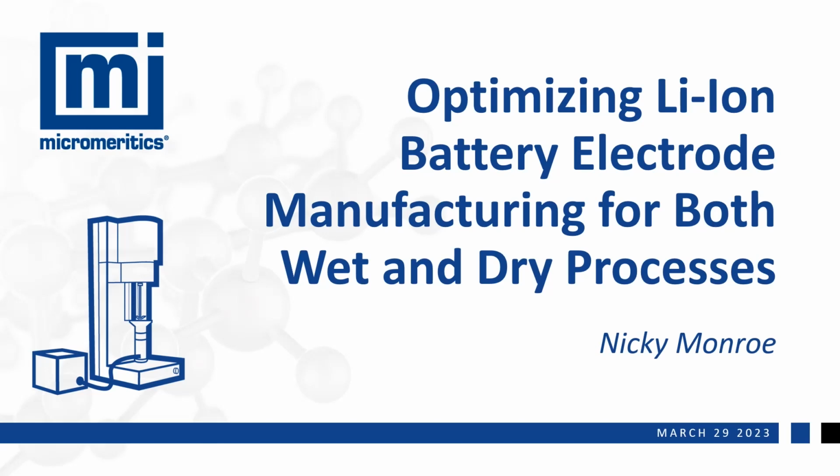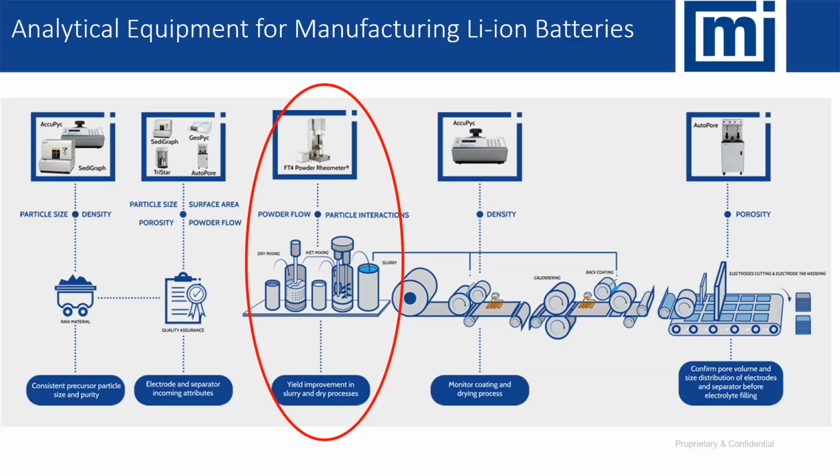Thank you, Jeff, for that introduction. Micromeritics has a full line of instrumentation that can help characterize different stages in the lithium-ion manufacturing process. Today we're going to be focusing on the powder flow and particle interactions, which can be used for both wet and dry processes to improve yield in lithium-ion batteries.